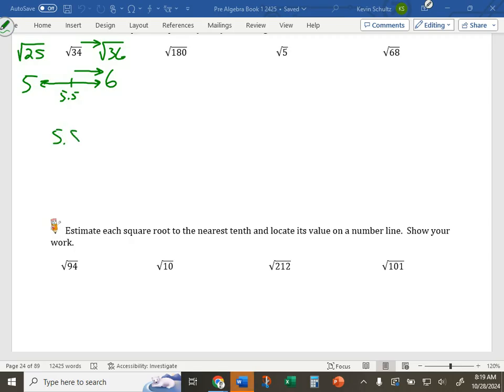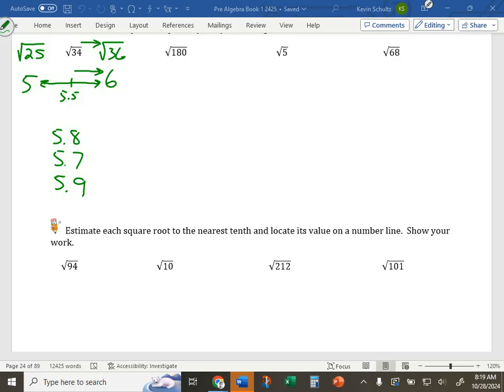I would accept 5.8. I would even accept 5.7. I would accept 5.9. It's just an estimation. Remember, you don't have a calculator for this part of the test. You can't just plug this in. You have to understand the perfect square spectrum, where the root of 34 lands, and how you can use that to estimate it out.